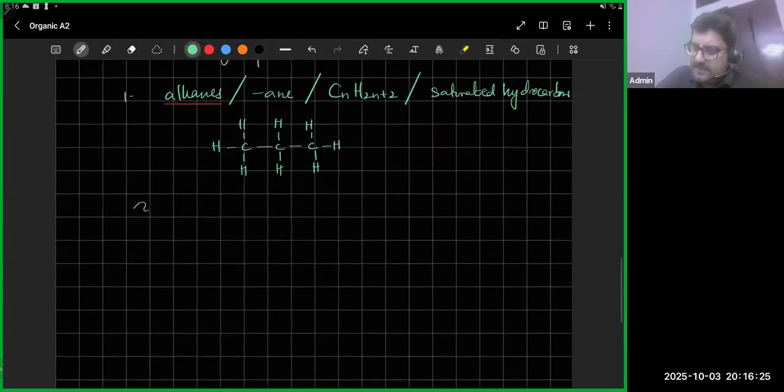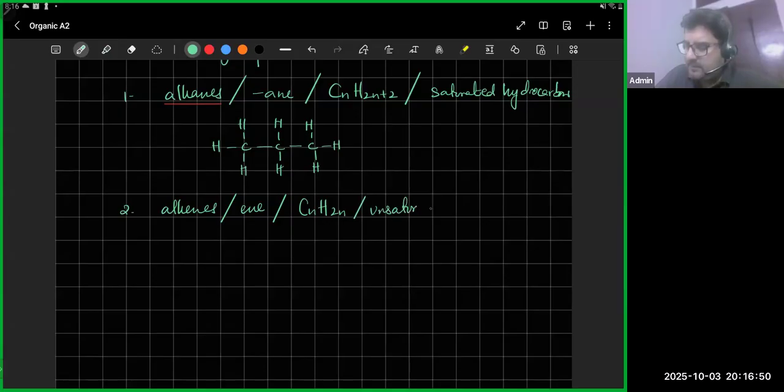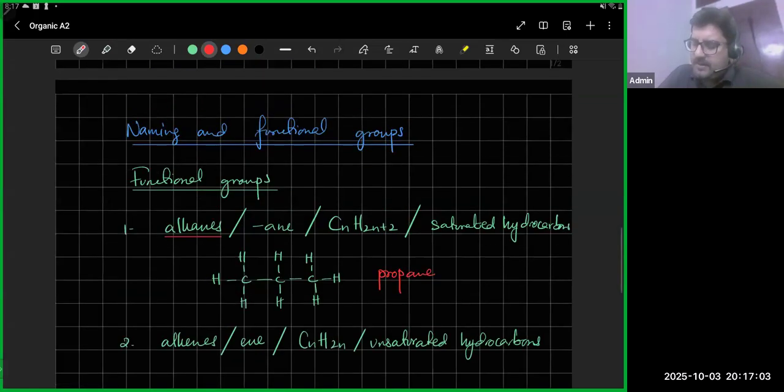That's the second one, that's alkenes. So for alkenes, the suffix is going to be ene, and the general formula is going to be CnH2n. And they'll be called unsaturated hydrocarbons. This one is going to be called propane.